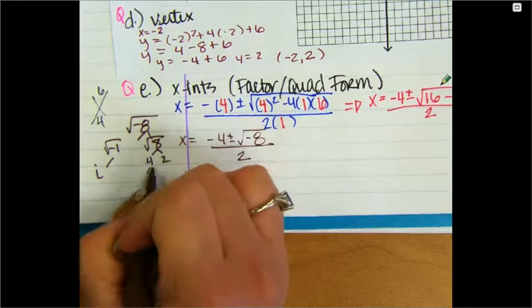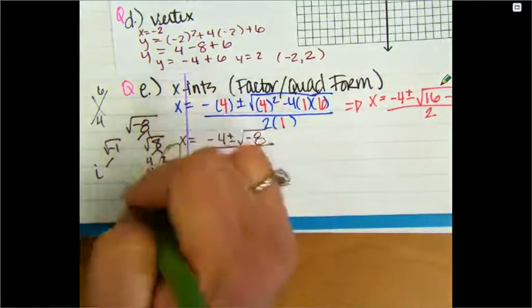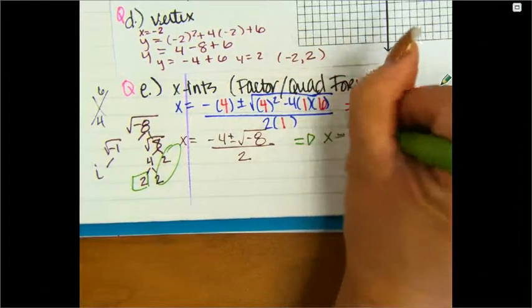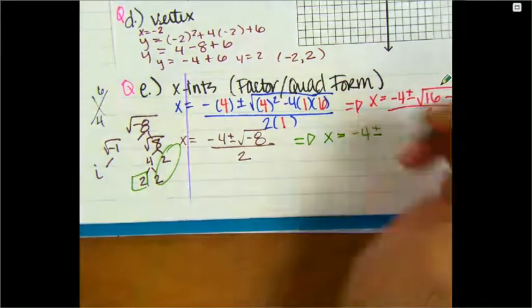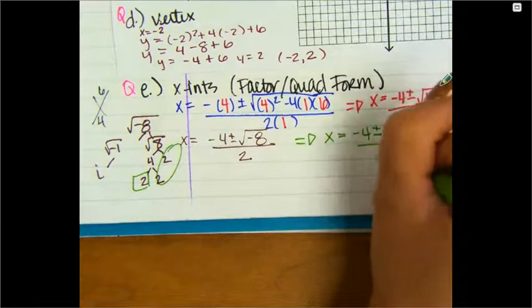4 and 2. 4 becomes what? 2 and 2. Circling what? Boxing. What is this answer going to say? X is equal to negative 4 plus or minus? 2i radical. All over. Good.